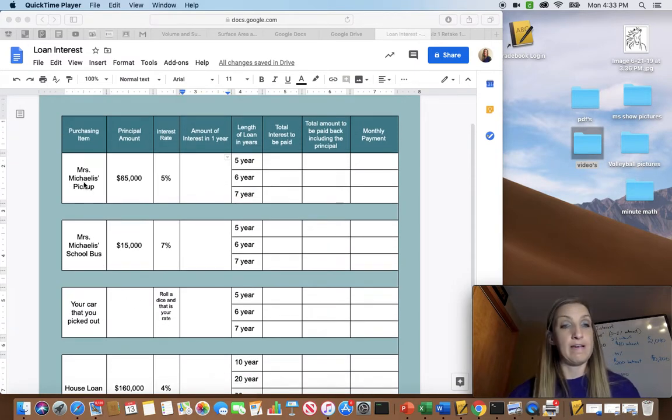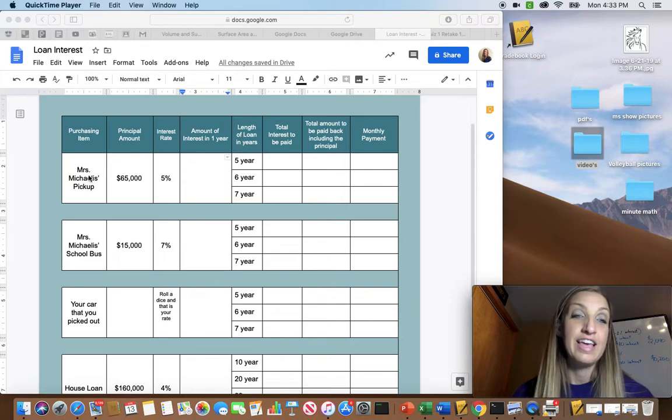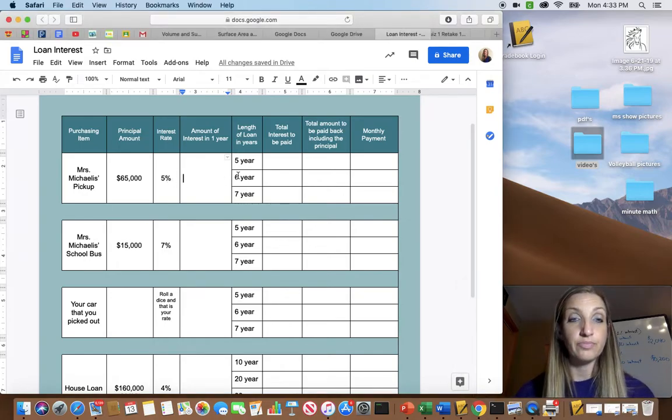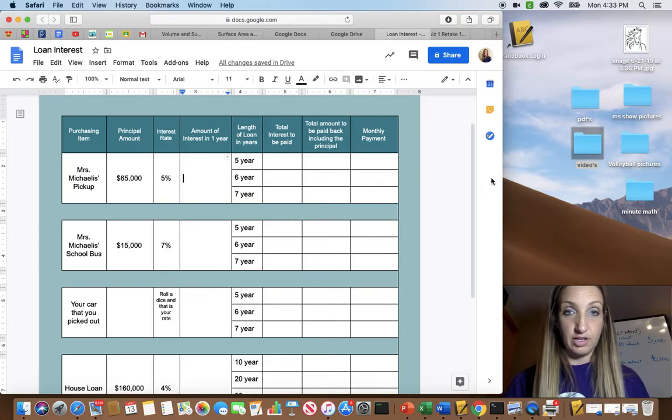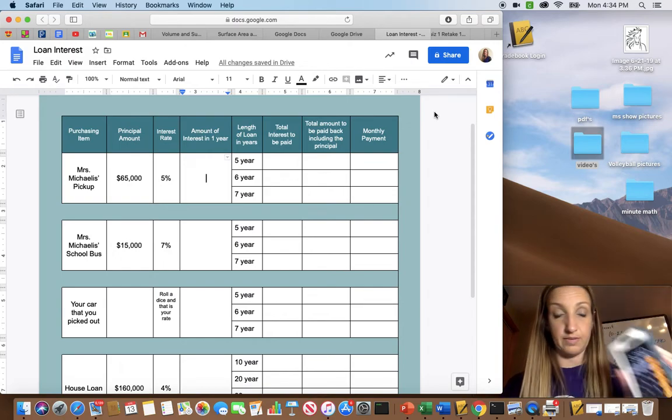Let's say that I was able to buy the pickup of my dreams, which is a Dodge Ram 4-door, great big snazzy thing. Let's say I found one for $65,000, and loan interest right now is 5%. So the amount of interest I would have to pay back in 1 year, I'm going to do 5%, so 0.05 times 65,000. And that number is 3,250.